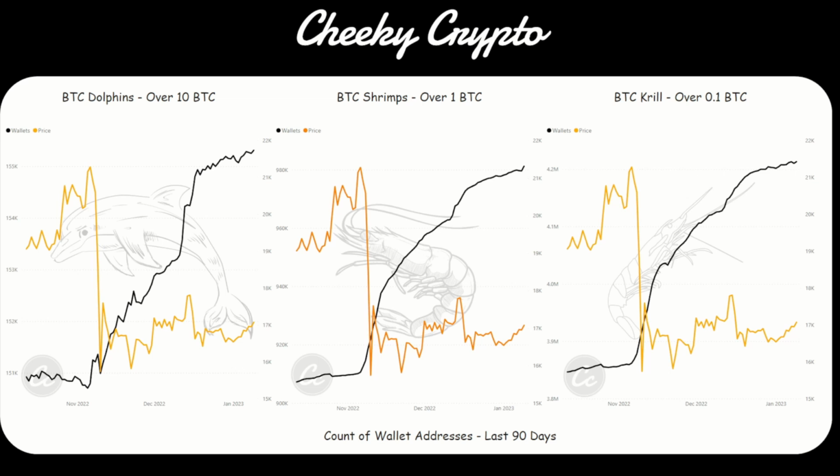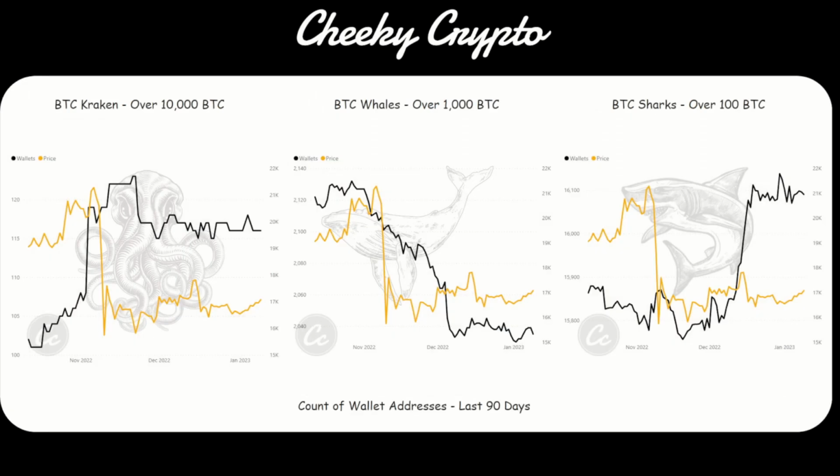So here we have the retail wallets. This is krill, shrimp, and dolphins, or more specifically, anything over 0.1 Bitcoin, over 1 Bitcoin, and over 10 Bitcoin. And we can see all of these guys have been buying. They've been accumulating. The wallet counts have increased in the last few days as price has gravitated to the upside, which means if small retailers are buying, then who is selling?